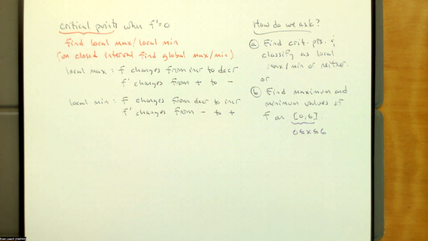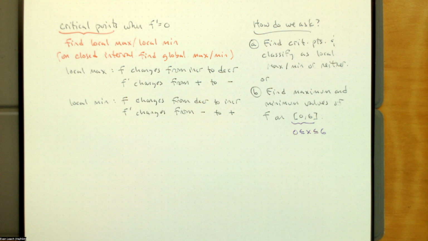When we're working with a graph, we're looking at a closed interval. So this is the most popular way I ask the question. I looked at a bunch of my old Calc 1 finals, and this is the way I usually default to. So find the maximum and minimum values.